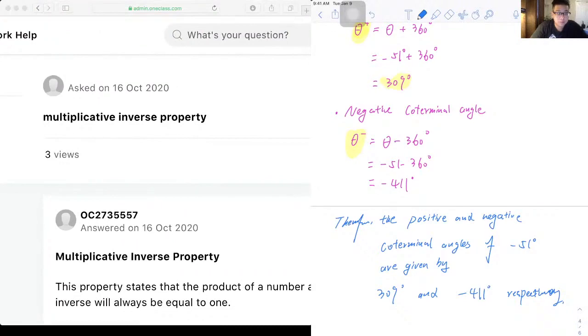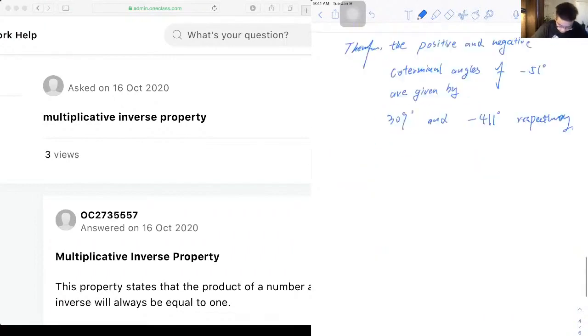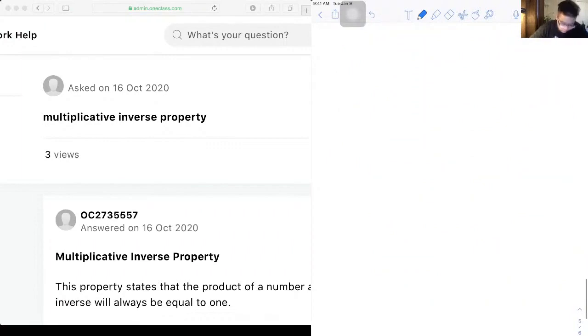So coming up, we have our next question asking us what is the multiplicative inverse property. Okay, so let's copy that down. Multiplicative inverse property.